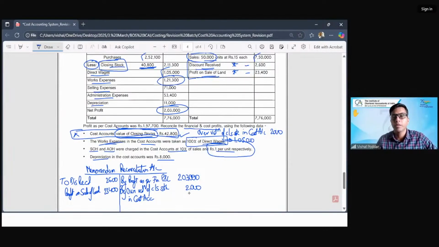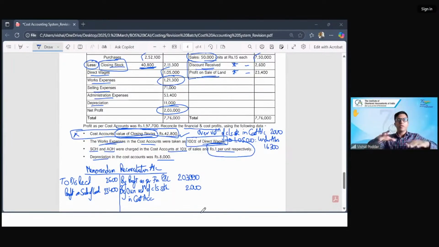So what is the impact? The impact is it is under absorption. How much is under absorption? 105 minus 121. So it is 16,300, which is the under absorption. Right? Now again, what to do if it is under absorption?